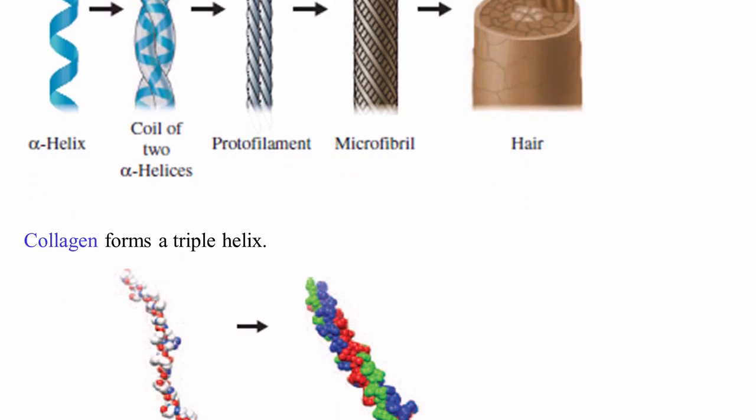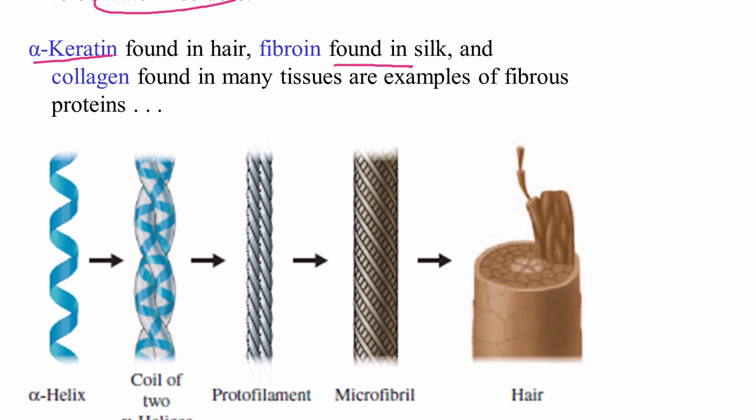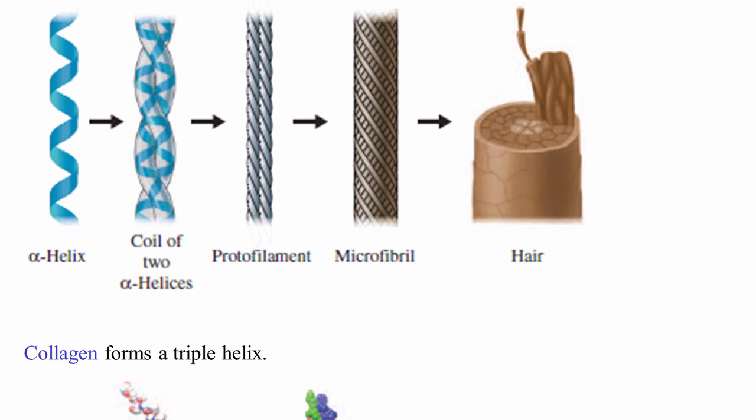Okay, so we have 2 main classes of proteins. I'll talk about them in a minute. For right now, I just want to show you some examples. We have some fibrous proteins, and they have a fibrous shape. So they serve as structural supports, and fibrous proteins are water insoluble. An example is alpha keratin, found in hair, fibrin found in silk, and collagen, which we find in many tissues. These are all fibrous proteins.